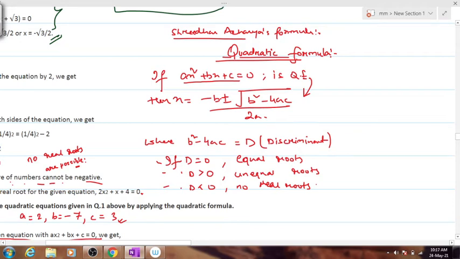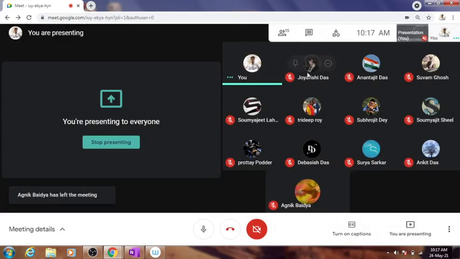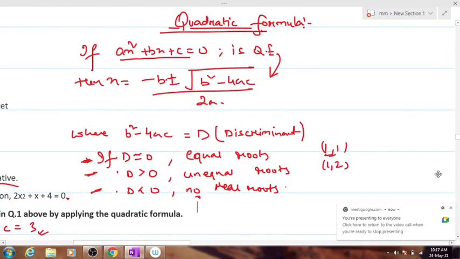Now b square minus 4ac over here is called D, where D is called the discriminant. There are some properties of the discriminant. If the discriminant happens to be 0, we'll be getting equal roots, like 1 comma 1. If D is greater than 0, we'll be getting two unequal roots, like say 1 comma 2. And when D is less than 0, we'll be getting no real roots, like we had got in 1's part 4. These are three different conditions. Clear everyone? Yes. So now give the topic as quadratic formula and then copy this down.